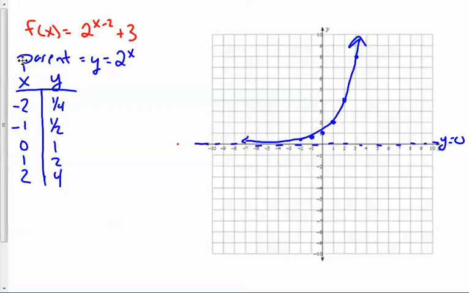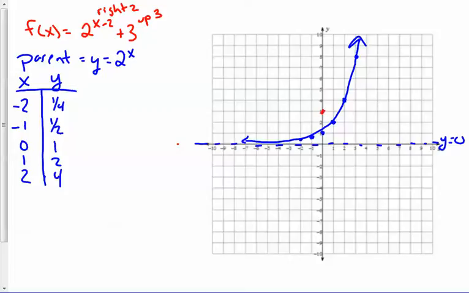We're asked to graph f of x equals 2 raised to the x minus 2, plus 3, which means that this graph has been shifted to the right 2 and up 3. So we can go to each of these points and go right 2, 1, 2, and then up 3, 1, 2, 3.